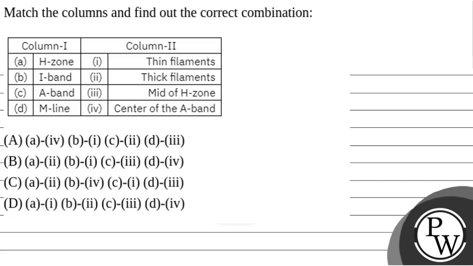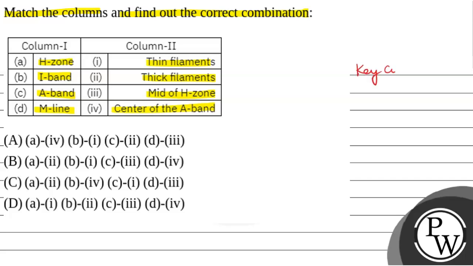Hello बच्चों, so let's read the question. The question says match the columns and find out the correct combination. First column में दिया हुआ है H zone, I band, A band और M line और second column में हमें दिया है thin filaments, thick filaments, mid of the H zone and center of the A band. हमें इन दोनों columns को match करना है.